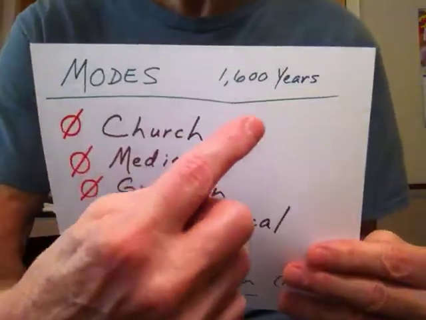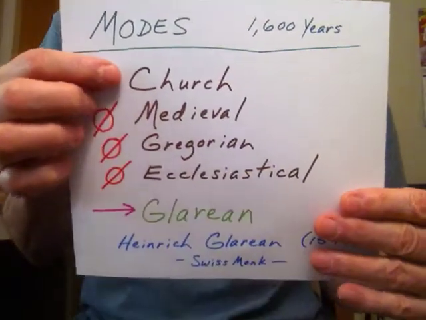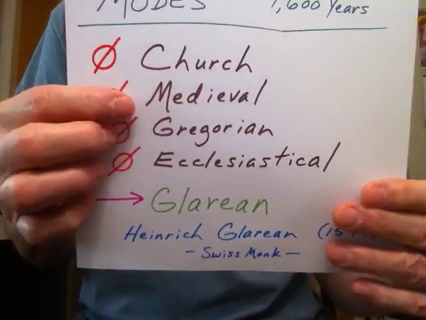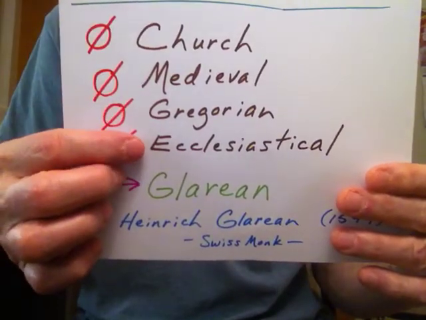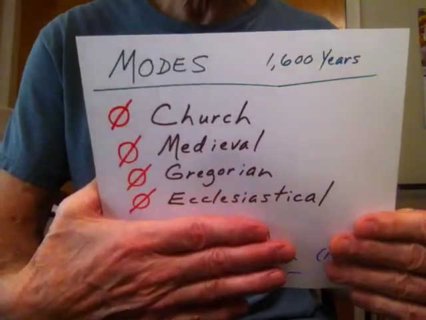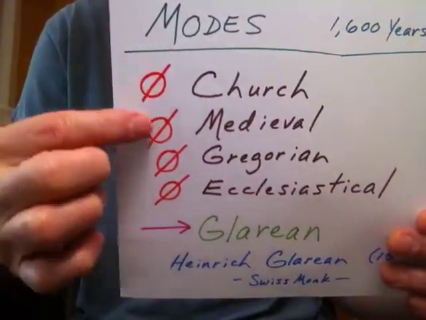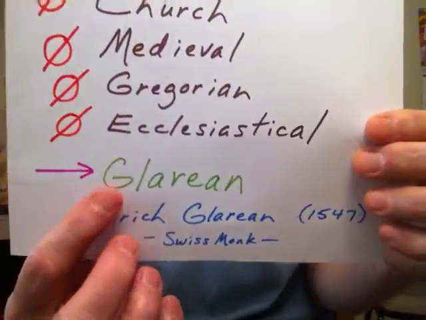So modes have been around for roughly 1,600 years. That's just a rough figure, all right? They've been called church modes, medieval modes, Gregorian modes, ecclesiastical modes. That's what they've been called for hundreds and hundreds of years. But I don't like that. I don't like any of those terms. I've researched it, I've studied it, and I call them Glarian modes.